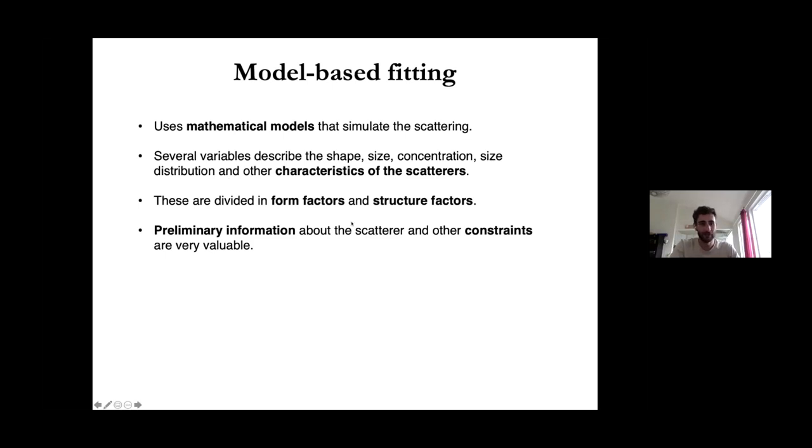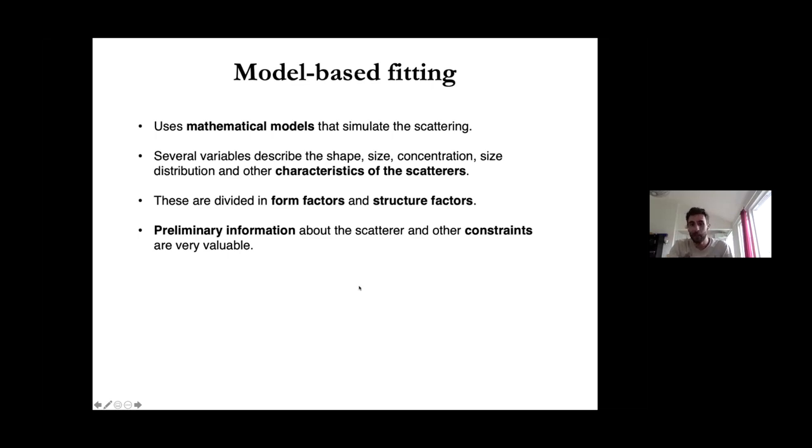And there are two different types of models. The first one is the form factor, as Wojtek described the other day. This relates to the shape of a scatterer. So we have a sphere, it's going to have a given form factor. If we have an ellipsoid, it's going to have a different form factor. And then we have the structure factors, which basically describe interactions between the different particles.